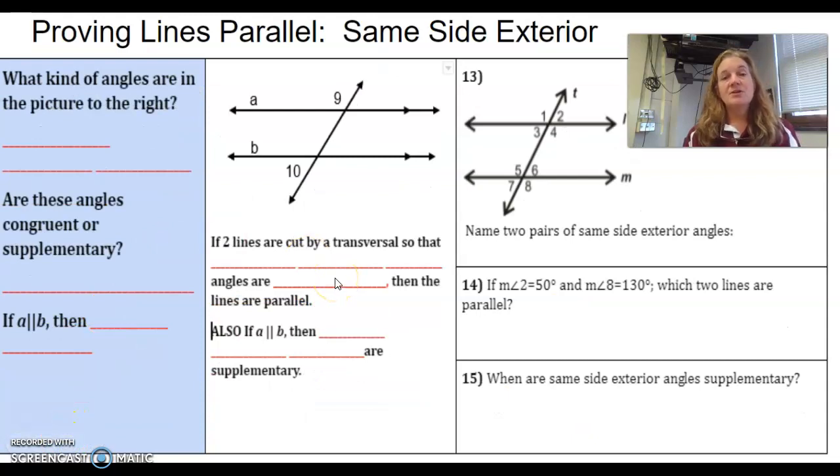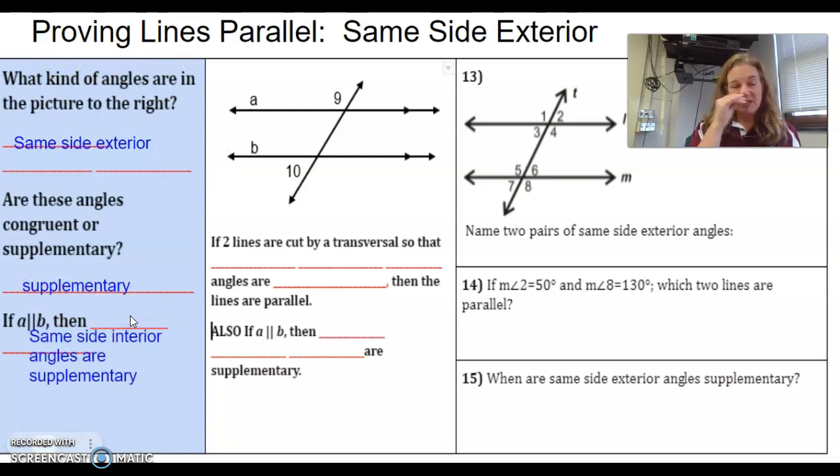Okay. So now we're going to look at same side exterior angles. They're on the same side of the transversal, and they're outside the box, right? They're not touching the hamburger, so they're same side exterior, and they're also supplementary. So corresponding angles and alternate angles are congruent. Same side angles are supplementary. They add up to 180. Okay, so if they do add up to 180, then the lines are parallel. If the lines are parallel, then same side angles are supplementary.